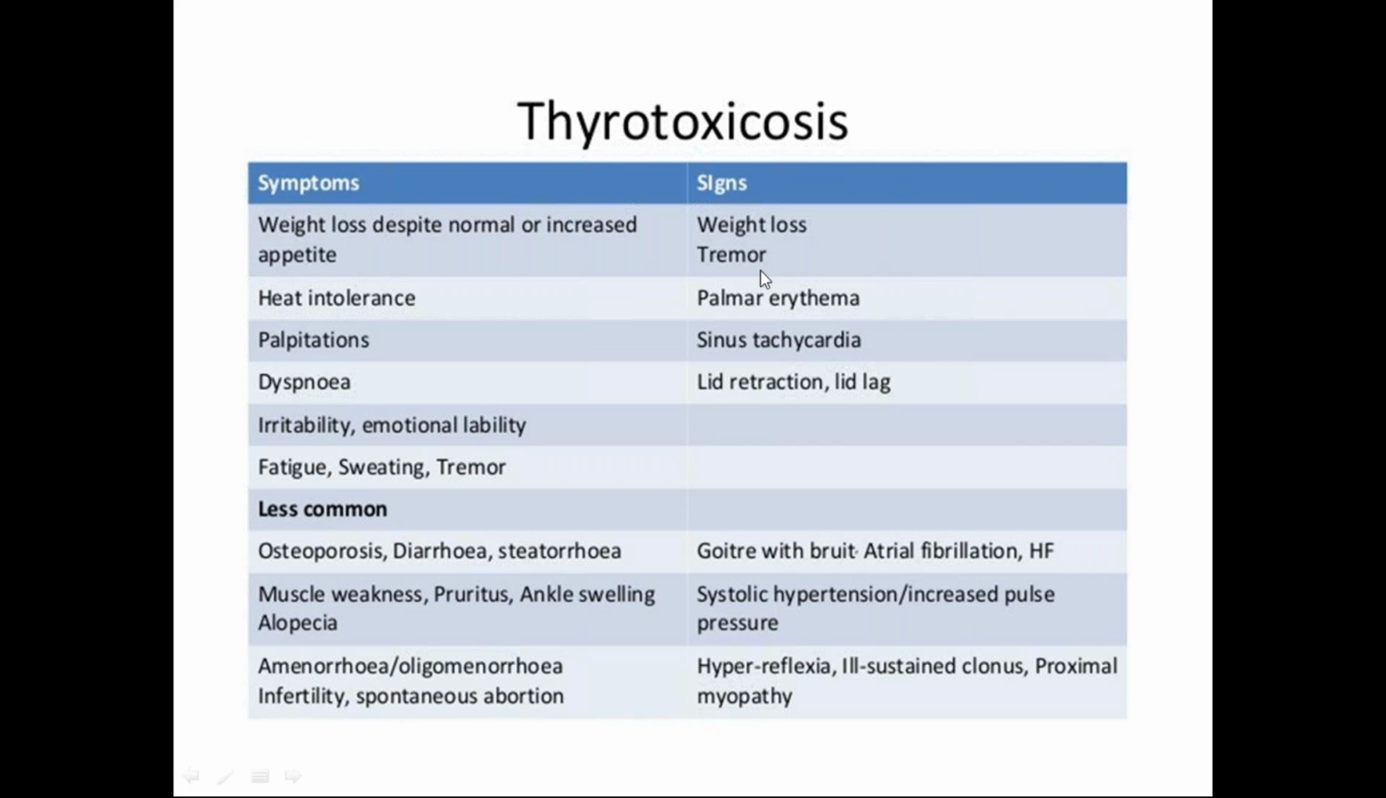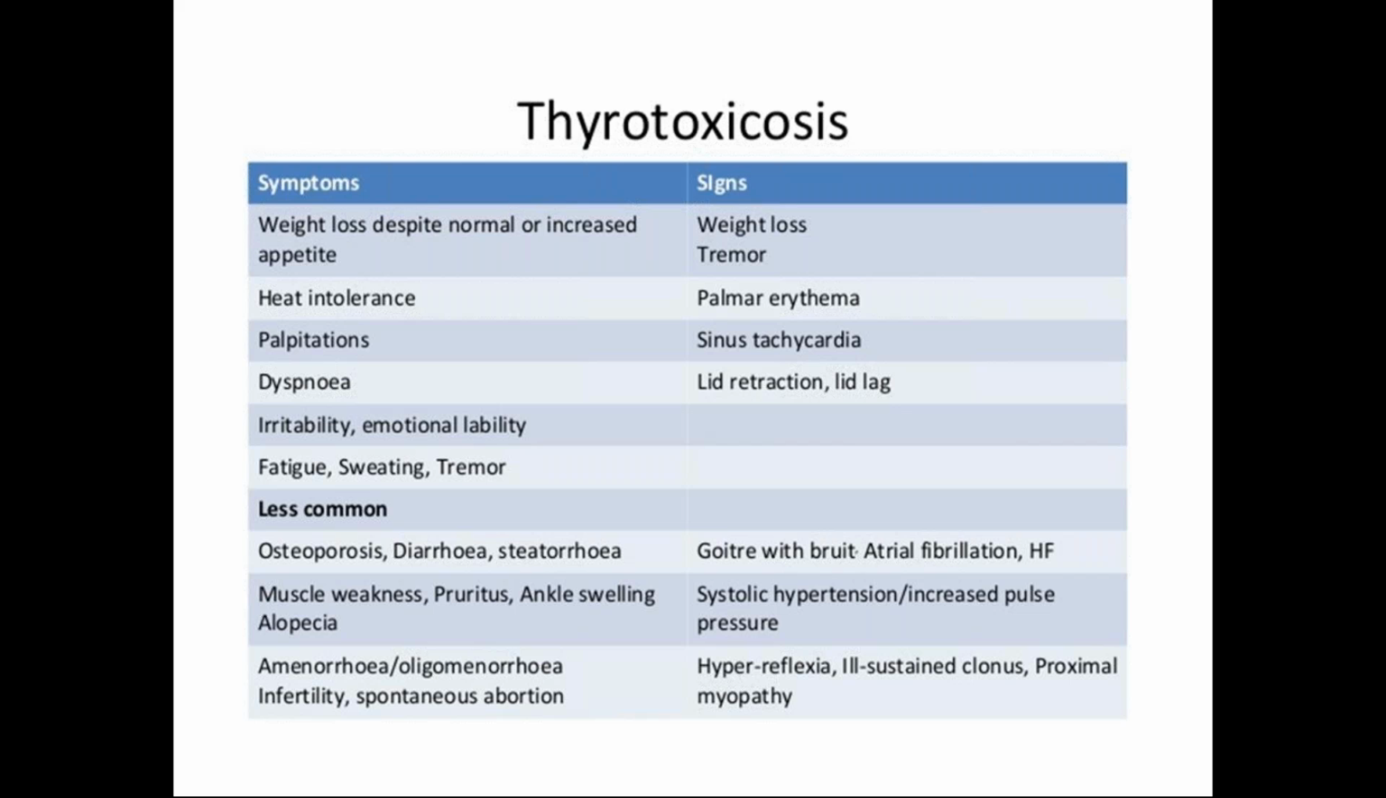Signs of weight loss, tremor, palmar erythema due to increased circulation, sinus tachycardia, lid retraction, and lid lag. Lid retraction and lid lag, we commonly think that it is a part of Graves disease, because it has a triad of ophthalmopathy, thyrotoxicosis, and dermopathy.